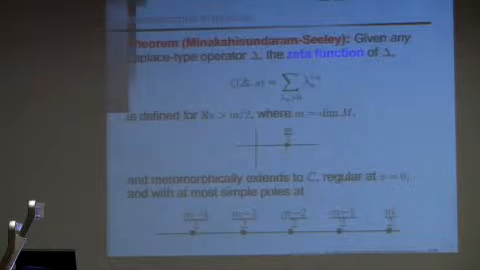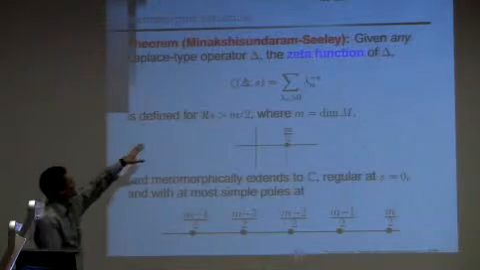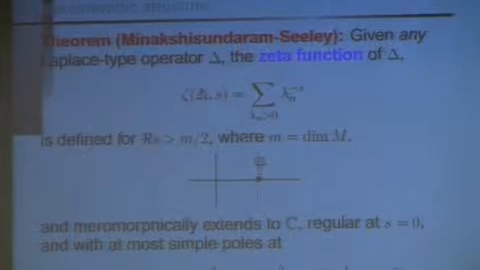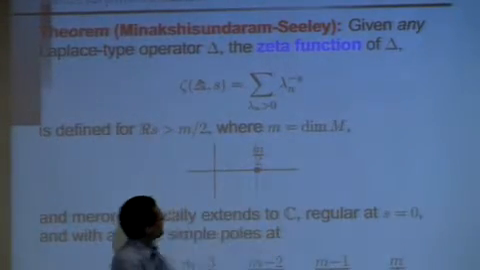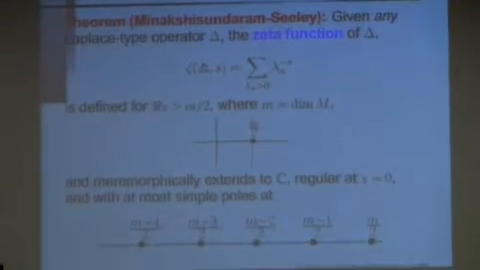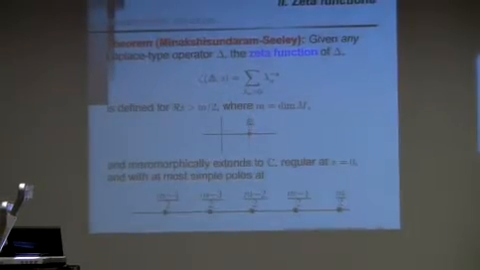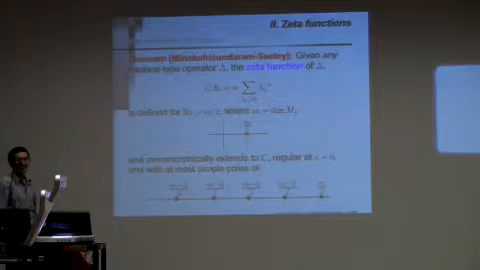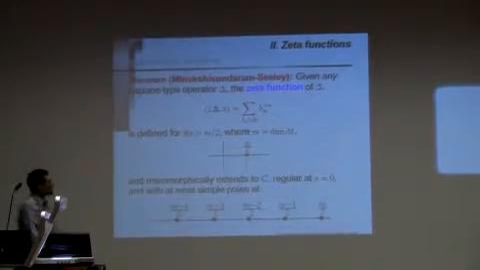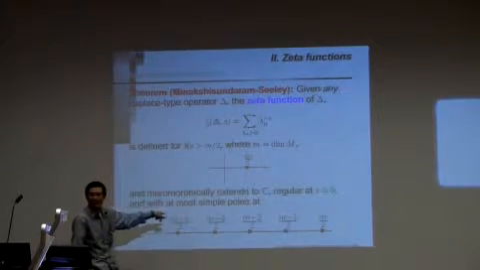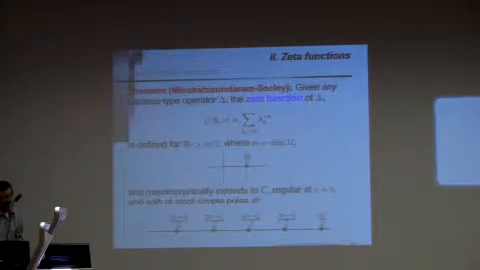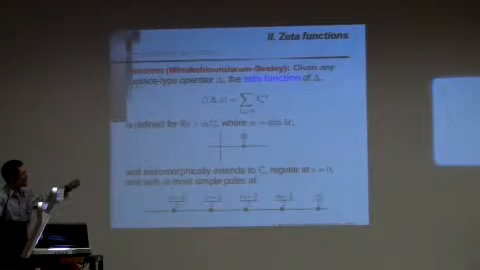Okay, so given any Laplace type operator, delta, the zeta function is defined in this way as stated before. And that sum converges for the real part of s bigger than m over 2, where m is the dimension of the underlying manifold. But you could extend it past that line, the real part of s equals m over 2, meromorphically to the whole complex plane. It happens to be regular at 0 and at negative integers too, but it could have possible simple poles at m over 2, m minus 1 over 2, and so forth. Some of them are actually not poles, but this theorem holds for any Laplace type operator.